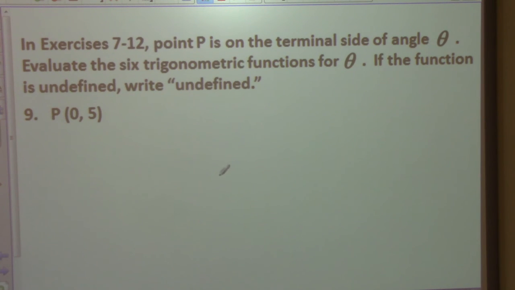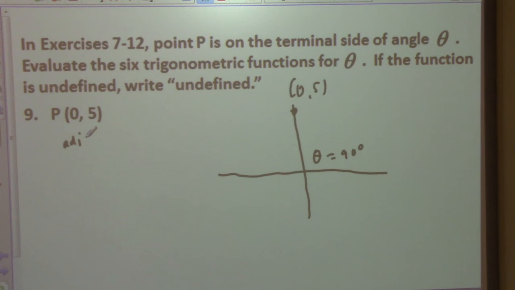Okay, so what you have is the point 0, 5, right? So right up here, you have 0, 5, and your reference angle is 90 degrees. So theta, we'll say our reference angle equals 90 degrees. And so your adjacent here is equal to 0, and your opposite is equal to 5. And your hypotenuse is going to be the square root of that squared plus that squared, so hypotenuse is also 5.